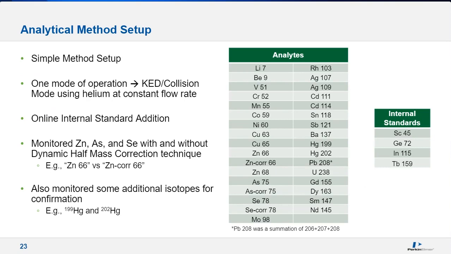Here on this slide, you'll see a list of isotopes and elements monitored for this work. Everything was run in one mode at a constant flow rate of helium, as shown in the instrumental conditions table. The reason for that is efficiency. It's faster that way. The internal standard elements are shown in the table on the right. Of particular note are the elements that we monitored multiple isotopes for confirmation, and also the elements with and without the dynamic half-mass correction technique.